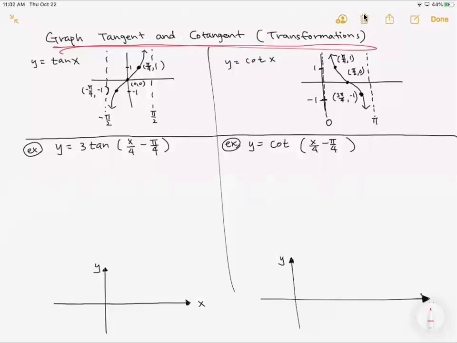In this video, we're going to graph transformations of tangent and cotangent. For the first example, I'm going to say what's inside of the parentheses is in between negative pi over 2 and pi over 2 because of the asymptotes from tangent x. And we're going to isolate for x by adding pi over 4 on both sides.